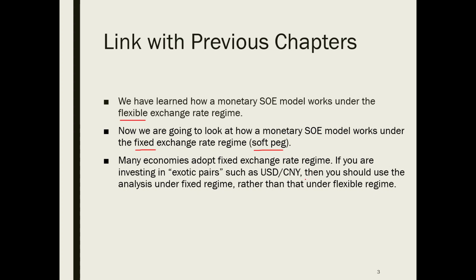A main benefit of adopting fixed exchange rate regime is to reduce the uncertainty due to the fluctuations of the exchange rate. For example, if the US is trading with China, the traders would be better off if the exchange rate between the Chinese yuan and the US dollars is kind of fixed, so that they don't have to worry about the fluctuations of the exchange rate and the risks of holding different currencies. If you are investing in exotic pairs such as the US dollars / Chinese yuan, then you should use the analysis under the fixed exchange rate regime rather than the one we have discussed in the previous lecture.